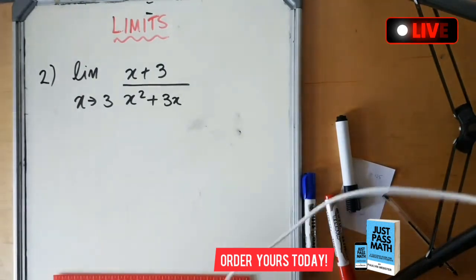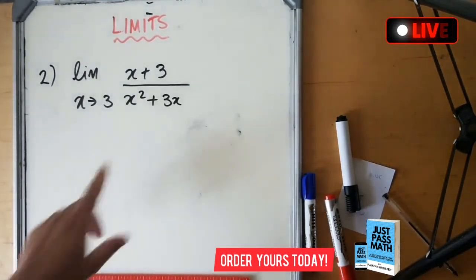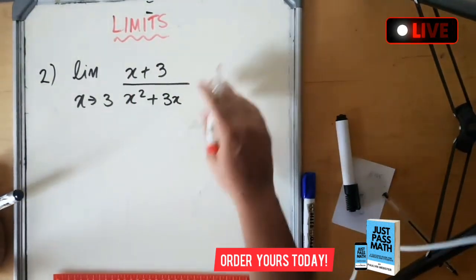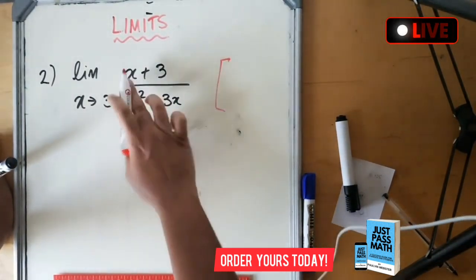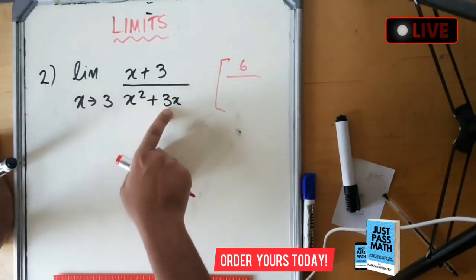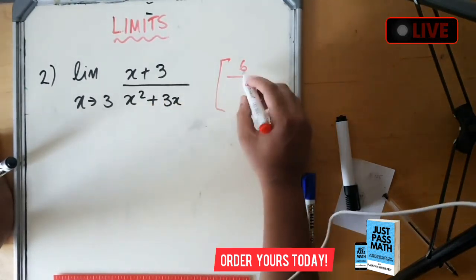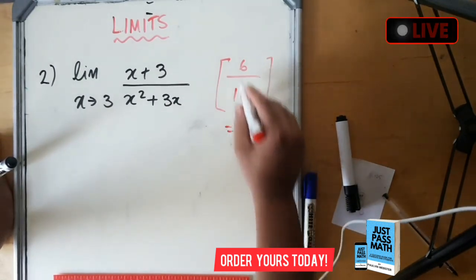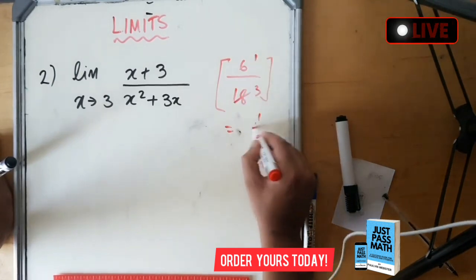Let's look at this one. Can we just substitute in the 3 here? Let's quickly see. It's best to simplify where possible, but let me see what I'm going to get. On top I get 6, and at the bottom I get 9 plus 9, since 3 squared is 9, so 18. It seems to me we can simplify: 6 goes into 6 once, and 6 goes into 18 three times. So it's 1 over 3.